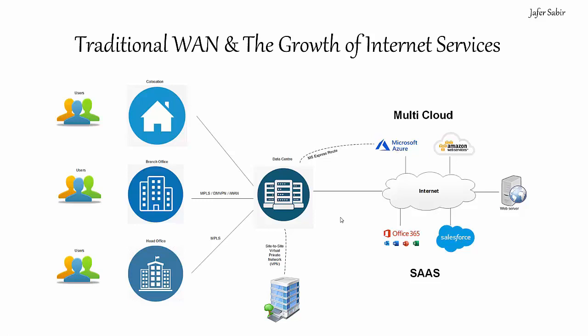And with all of this, or at least most of it, backhaul through the data center in a hub and spoke like topology, which clearly means the DC has become a massive bottleneck and it's no longer the most optimal and efficient way of accessing services.